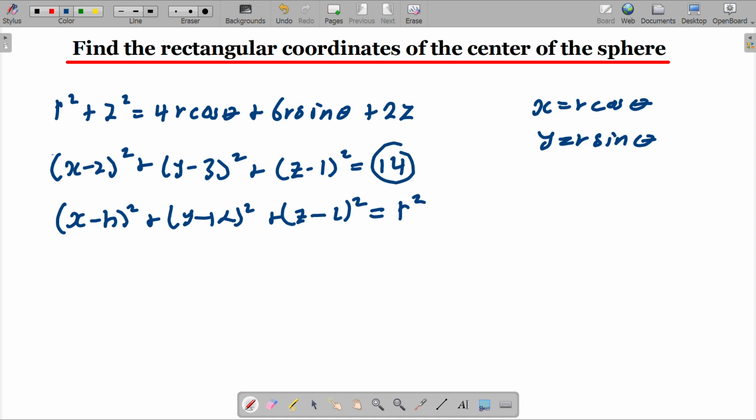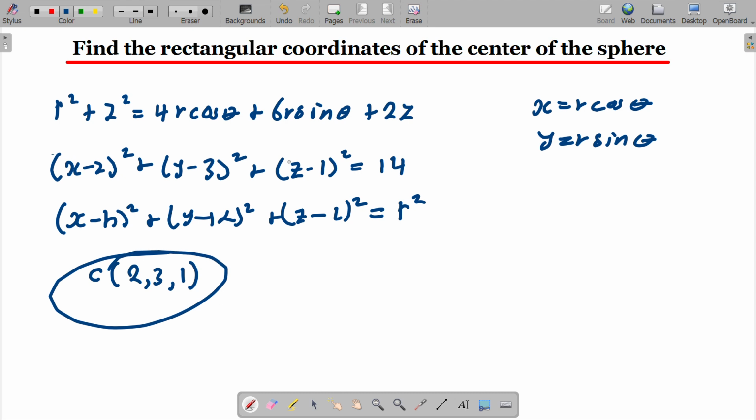Okay, so this is our r squared. That's why I ended up saying r is equal to the square root of 14. Okay, so that's what we have right there. So it simply means the coordinates of our center: our h is positive 2, comma, our k value there is 3, then our l value is 1. That's the coordinate for our center.